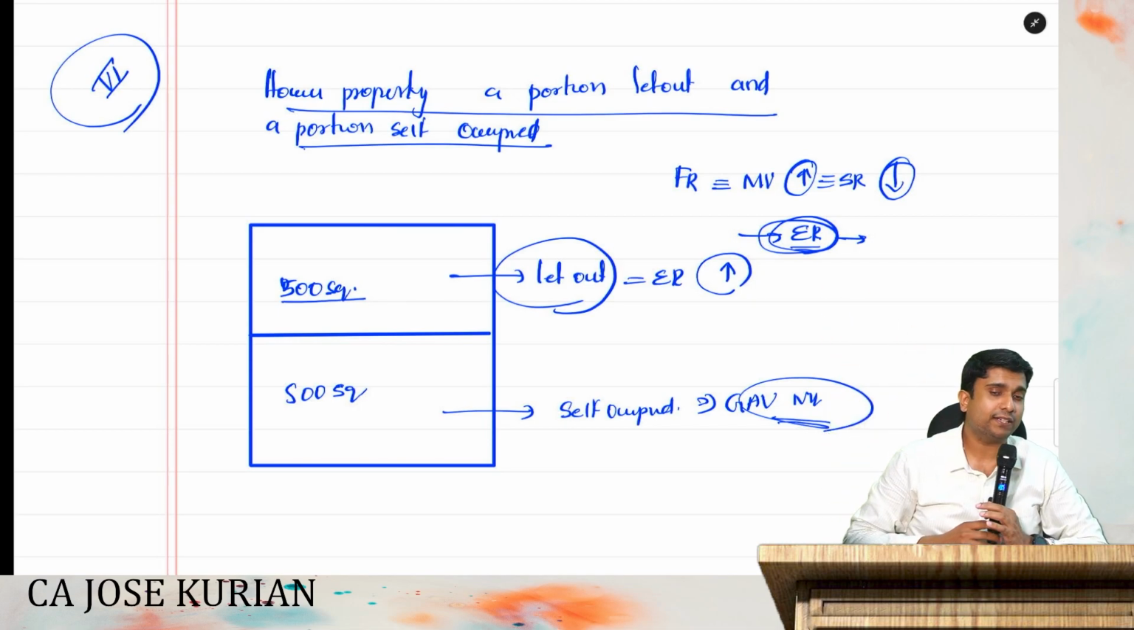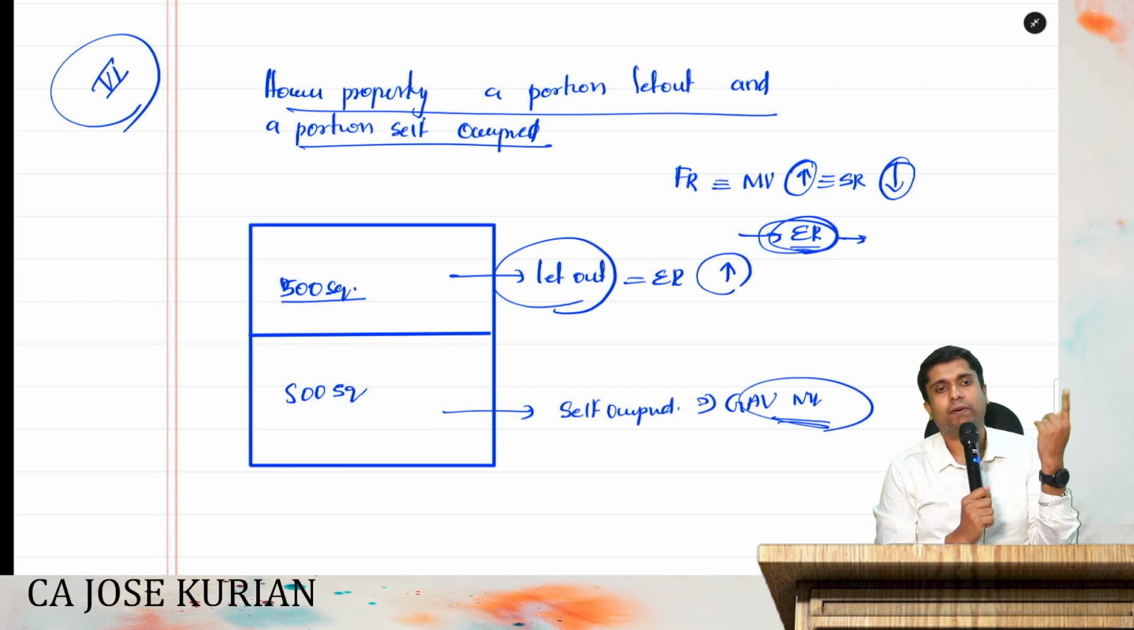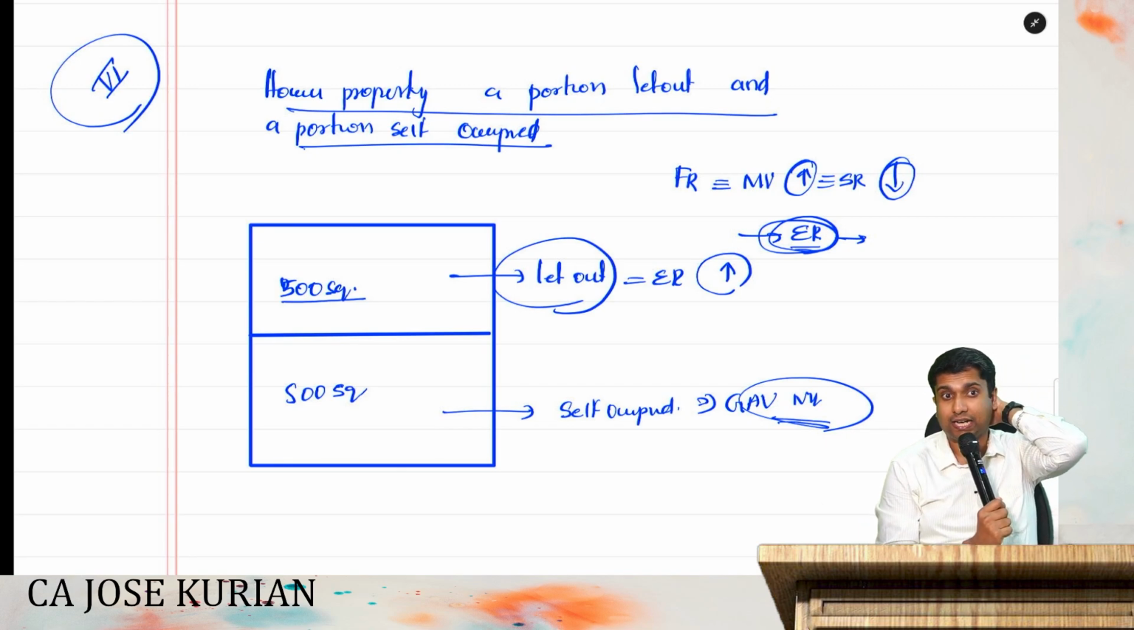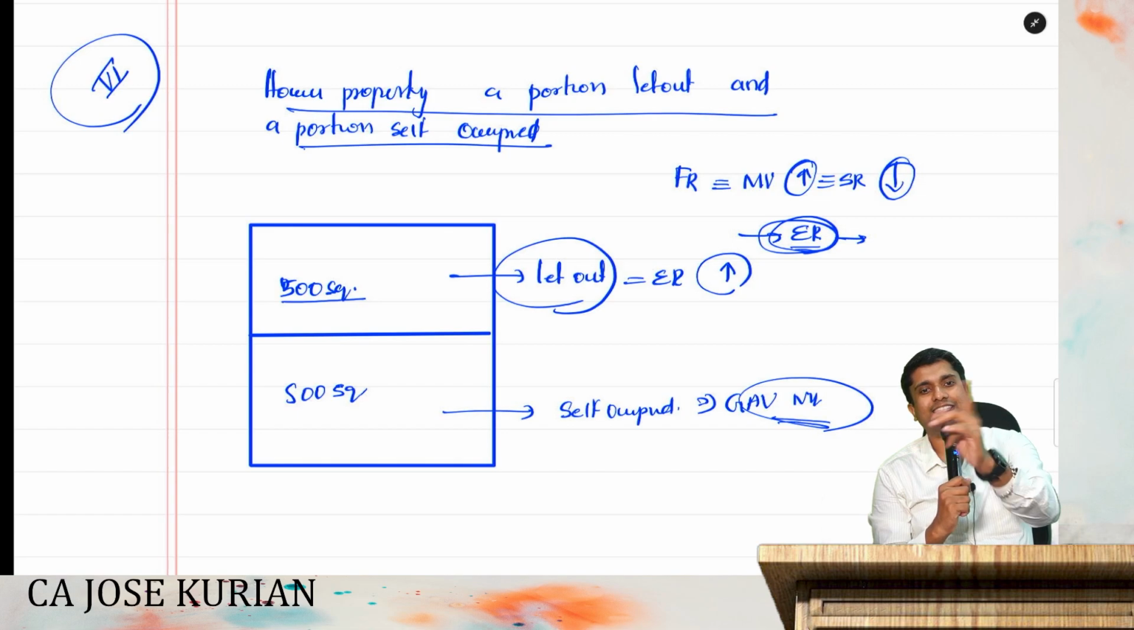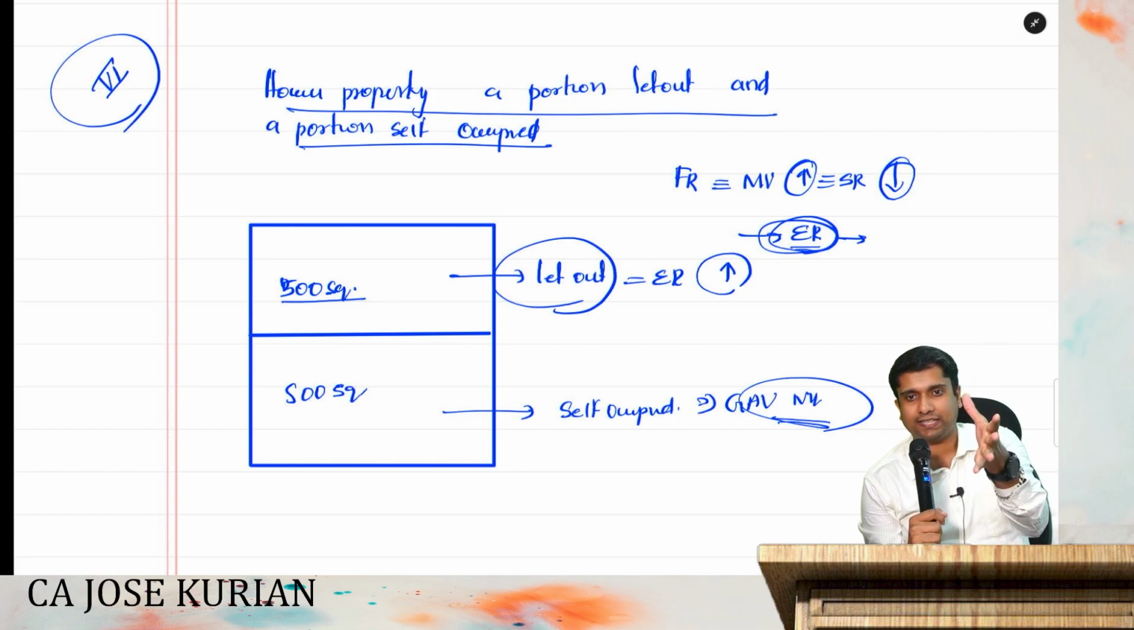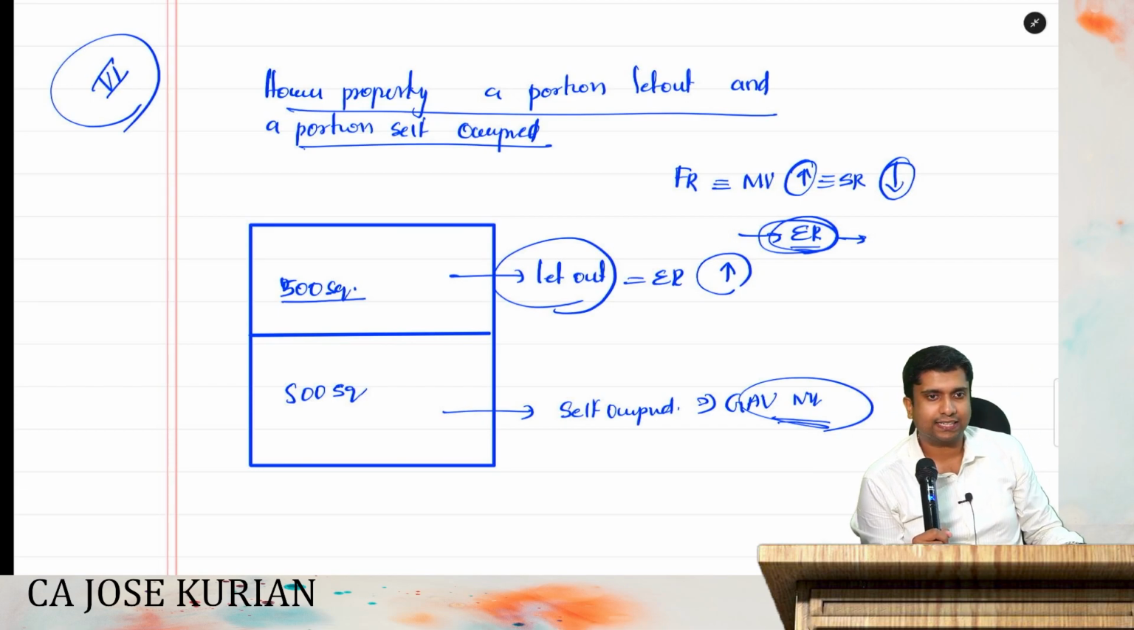How do you compute expected rent? Compute the fair rent, compare it with the municipal value, pick the higher. Take that higher and compare it with the standard rent, pick the lower. Then that lower will be called as what? Expected rent. Compare the expected rent with the actual rent, and whichever is higher shall be selected as GAV.